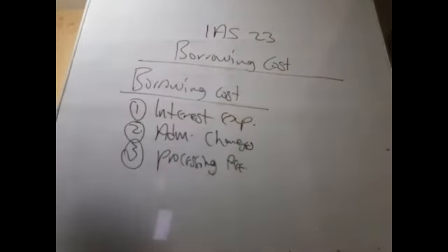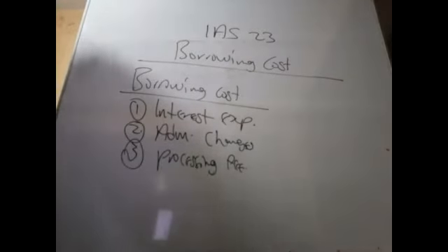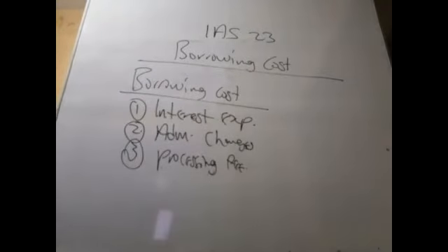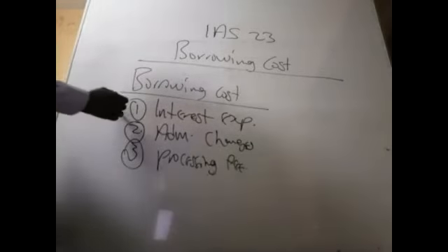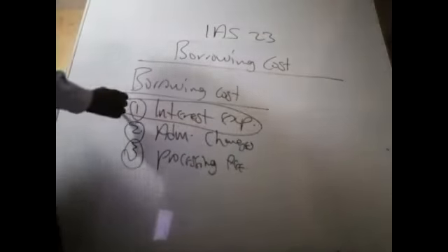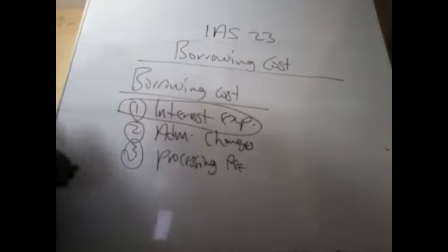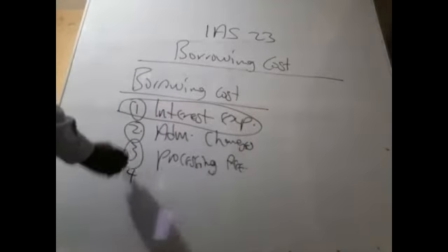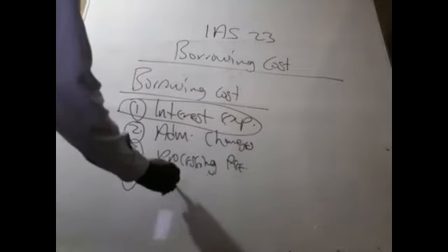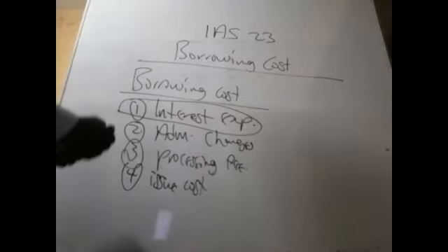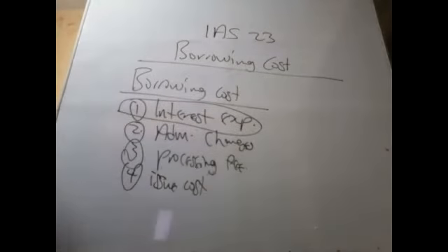Now, let's look at the accounting treatment of borrowing costs. For the purpose of your examination, interest expense will be used to represent the borrowing cost. That does not mean that a serious examiner cannot change it. They can change it with this. So take note, issue cost, or TC, transaction cost.